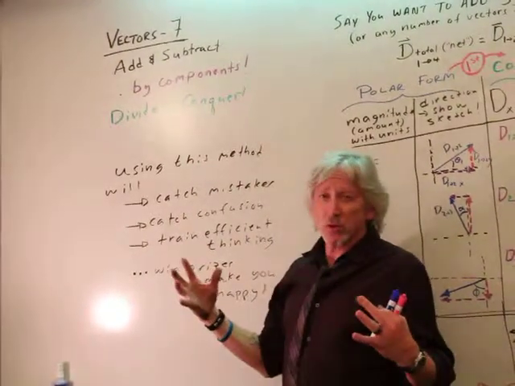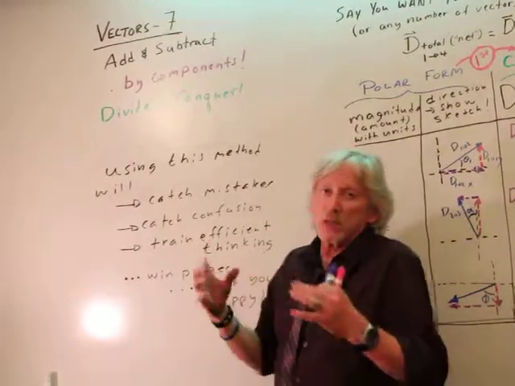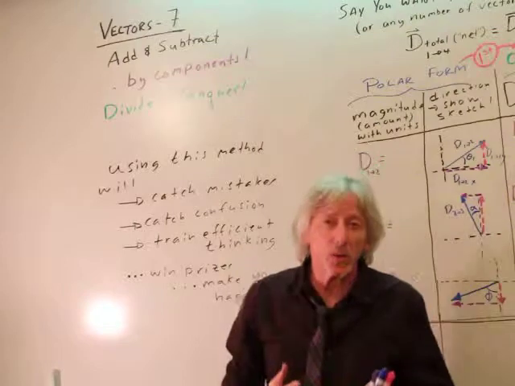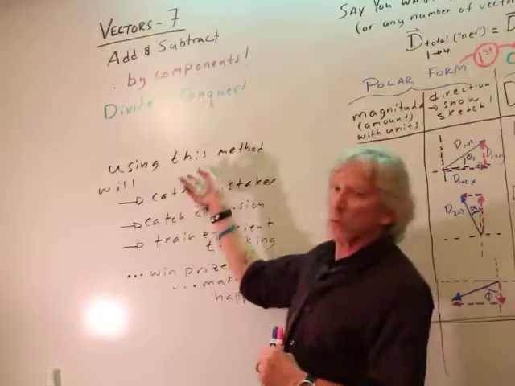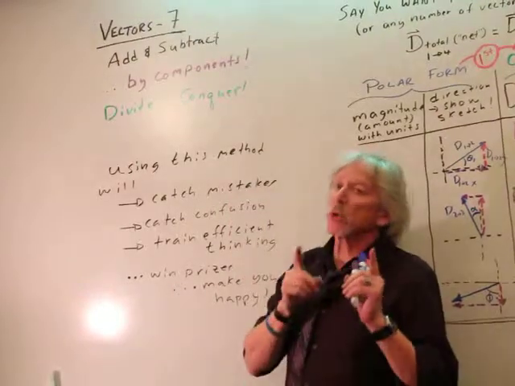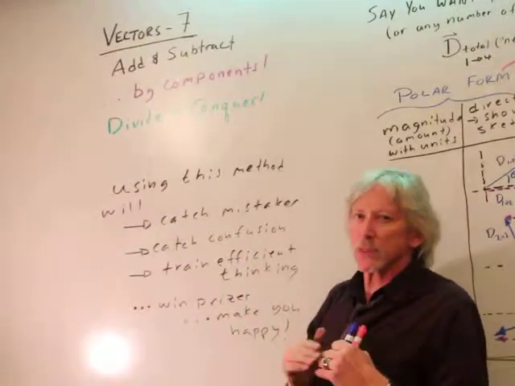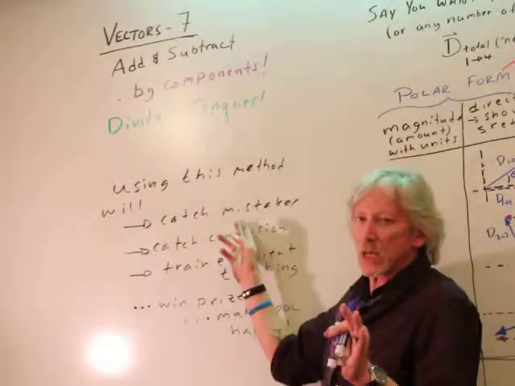If you have a lot of work to do, you divide it up. You do a little bit here, and a little bit there, maybe you're in a team. Okay, you guys do this, we'll do that. We're going to divide our vectors up into perpendicular parts. Using this method, if you're careful, like if you want to shortcut anything, you've got to trust that this method will catch mistakes for you. It'll be easy to catch your mistakes.